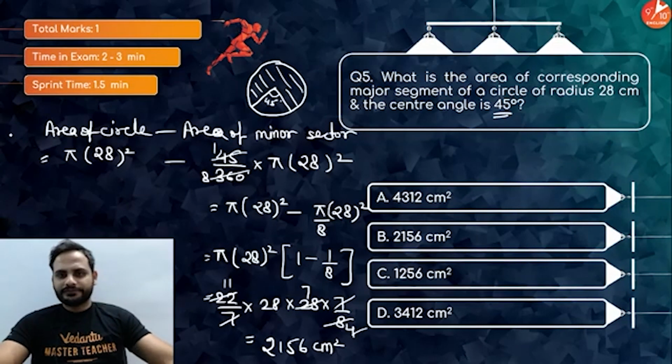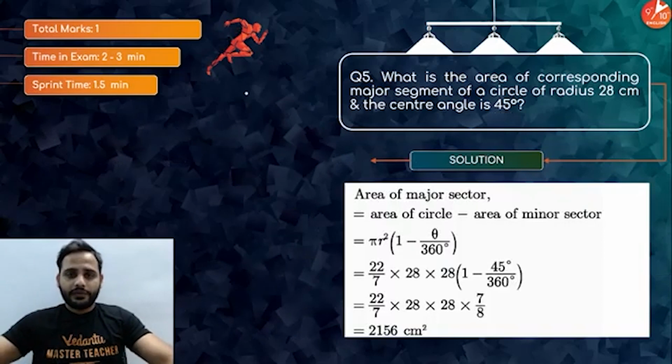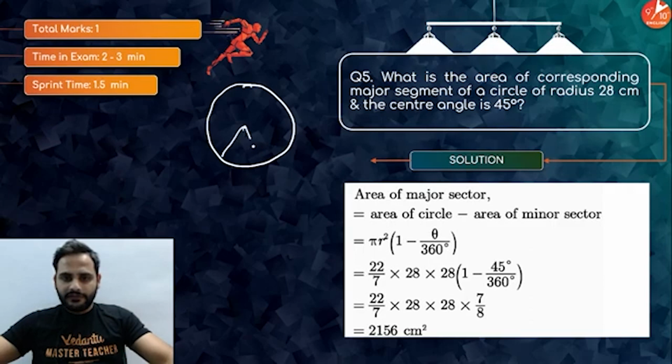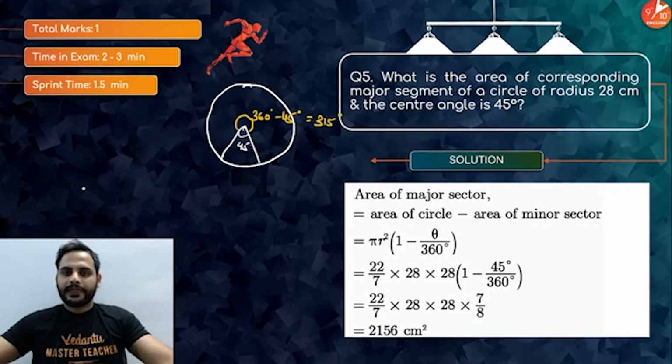Multiplication, so you can do it simply. Now the other way which I was telling you: see, since we know in a circle, if this angle is 45 degrees, let's say this angle is 45 degrees, the remaining angle, the angle which will be subtended by the major sector, will be 360 degrees minus 45, which is nothing but 315 degrees.